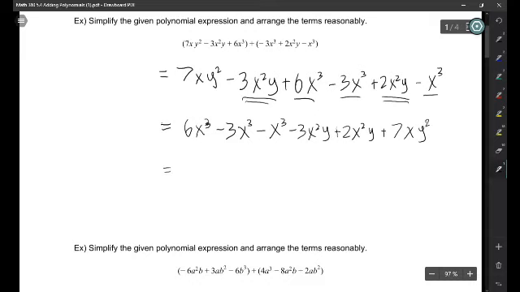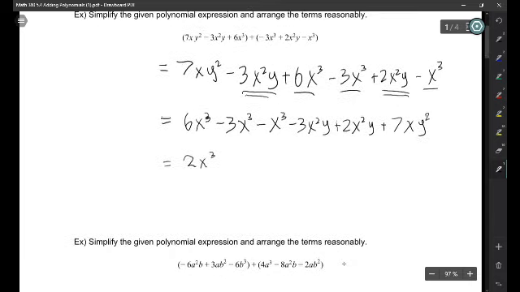Then we'll combine like terms here. So 6 minus 3 is 3, and 3 minus 1 is 2, so 2x cubed. Here we have minus 3 plus 2 from the x squared y terms. So that's minus x squared y. And then plus 7xy squared. And that is our answer.